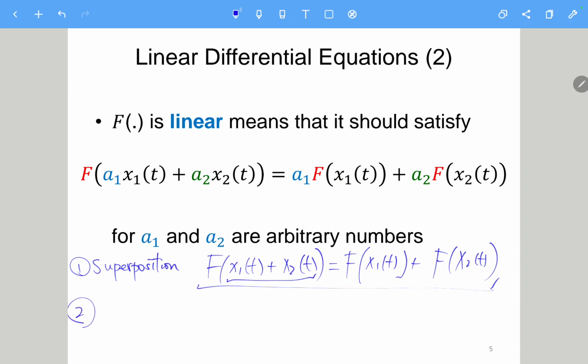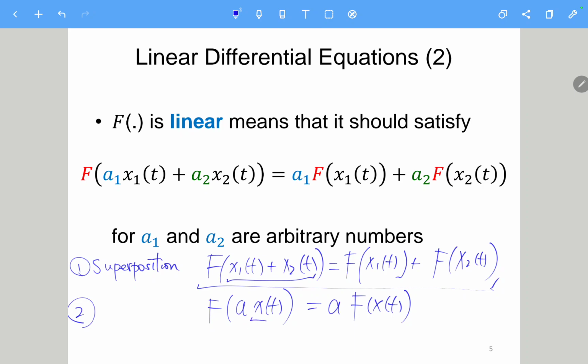And the other one is like f of a times x of t equals a times f of x of t. Okay, so this is the second one.